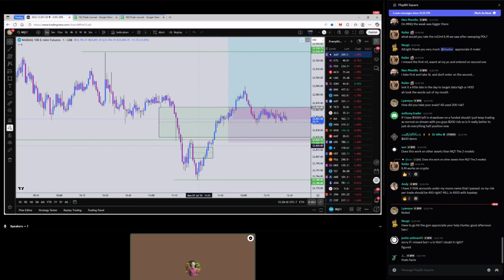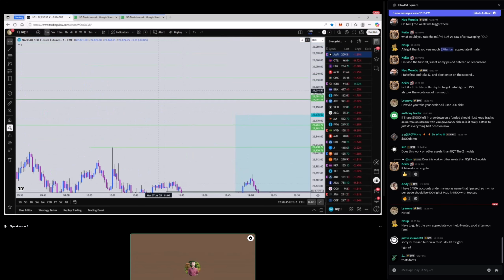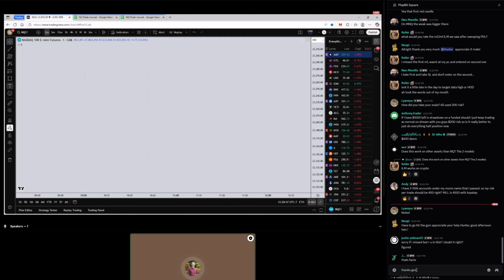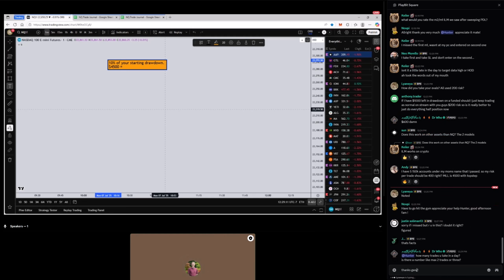So what we do as a base, and this is again just to give you 10 trades, if you want to risk a little more, then you can risk a little more, and especially as you get a bigger buffer. So it's 10% of your starting drawdown. Like what he was saying, he has 4,500 for a starting drawdown. So roughly 400 to 500 per trade.